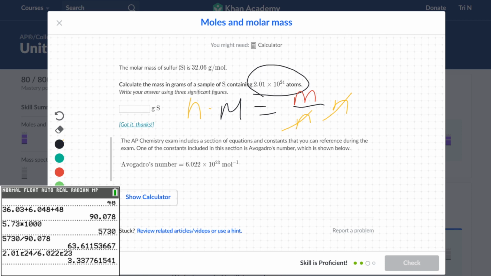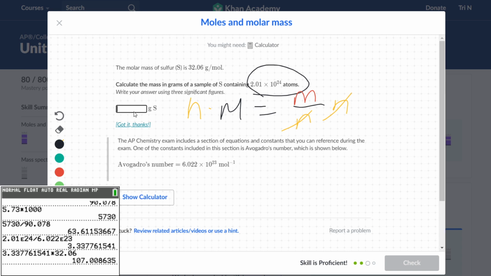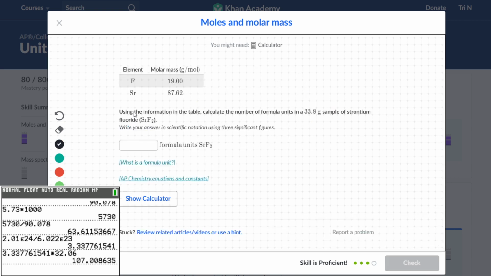So let's do the same thing. We have the mole, which is 3.3377615141. In our calculator, we're going to multiply it by the molar mass, which is 32.06, and if we do that calculation, we're going to find the mass of sulfur. That should be 107.008635. So our final answer, in three significant figures, will be 107 grams. And that should be it. There we go. Perfect. Let's do our last question.